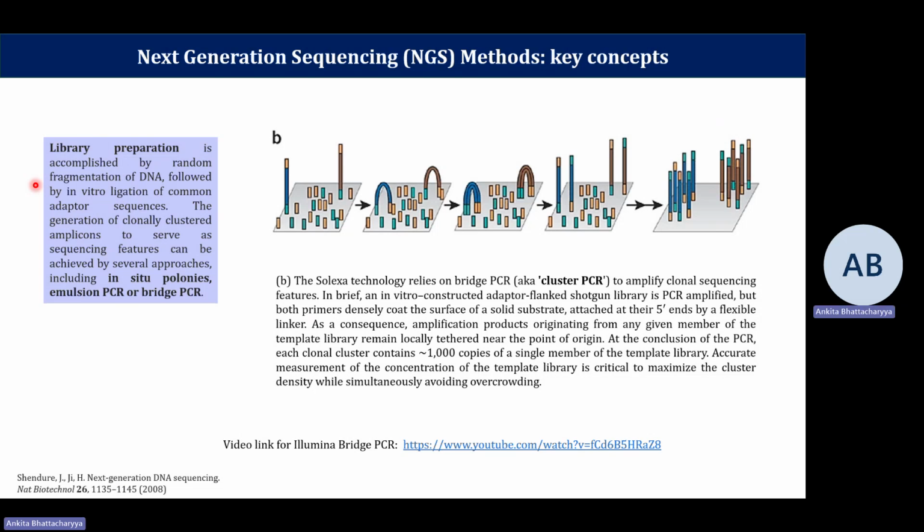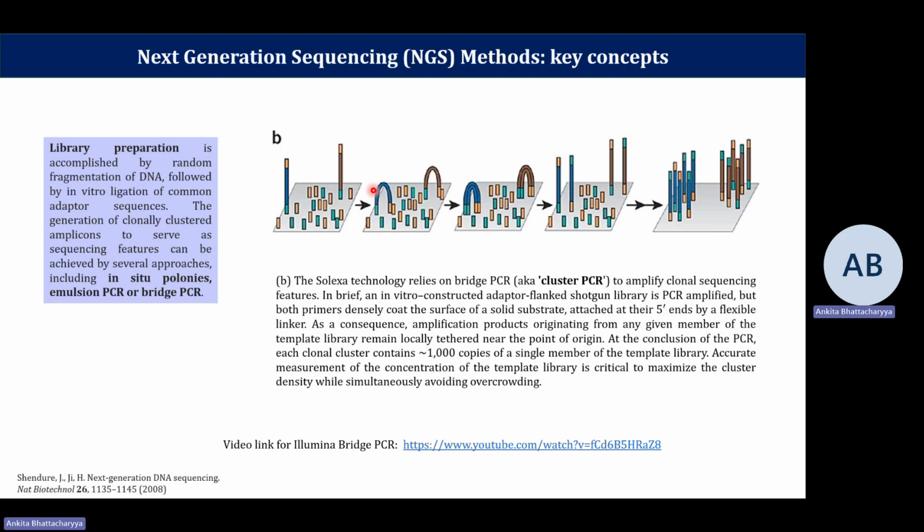So, Illumina relies on this bridge PCR strategy as well to amplify clonal sequencing features. Basically, the adapter-flanked shotgun library, which we saw in the previous strategy as well, gets PCR amplified, but both of the primers are present on the surface of a solid support, most commonly known as the flow cell, attached at the 5' ends by some flexible linkers. Certainly, when you want to immobilize a piece of DNA, some sort of a linker, in layman terms some sort of glue, must be present, which allows the positioning of these probes on the surface of the flow cell.